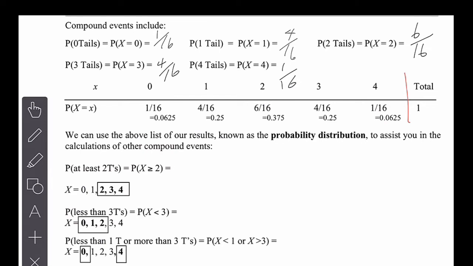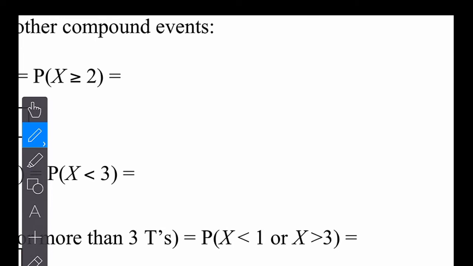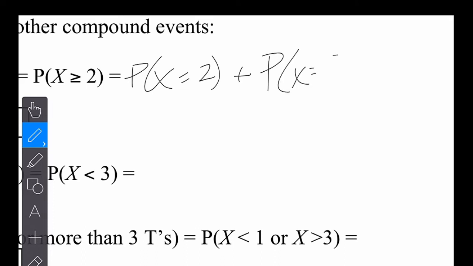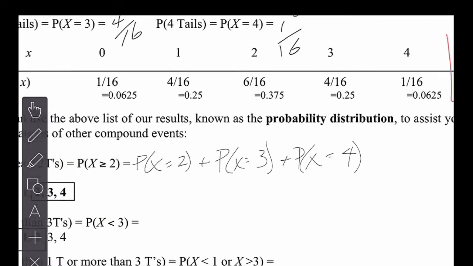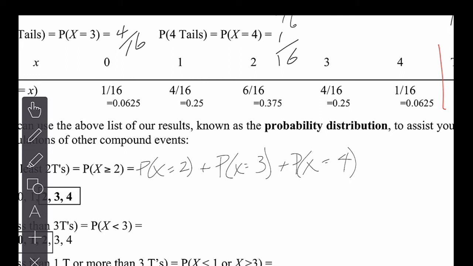And this would equal, how do we do this? We have to add this, this, and this, again with the notion that we want the probability that x equals 2, or, which is plus, x equals 3, or x equals 4. And you sum them up. So these added together make 11/16, or in decimals, you guys can figure it out.